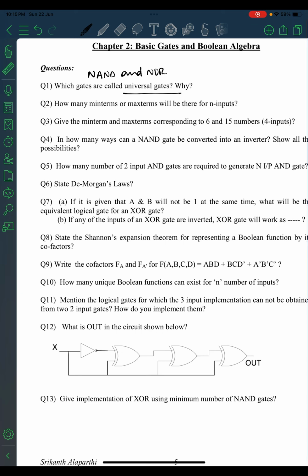And this unique feature is not available in any other gates. Only NAND and NOR gates are able to recreate any kind of logical function. So that is the answer to the first question.